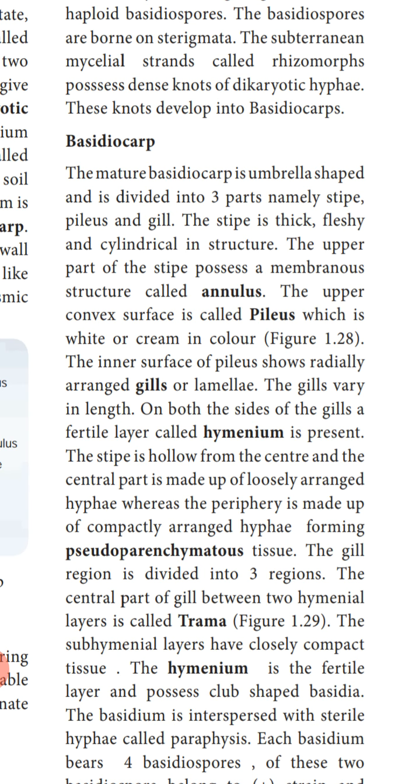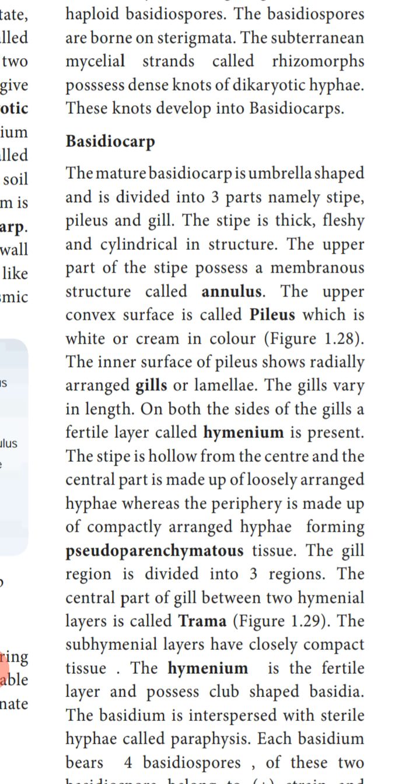So here on both sides of the gills, there is a fertile region called the hymenium. On this you can find the basidia bearing the spores. Now if you look at the structure of the stipe, it is hollow in the core, at the center. It has loosely arranged prosenchymatous tissue, whereas in the periphery there are compactly arranged hyphae forming the pseudoparenchyma tissue.